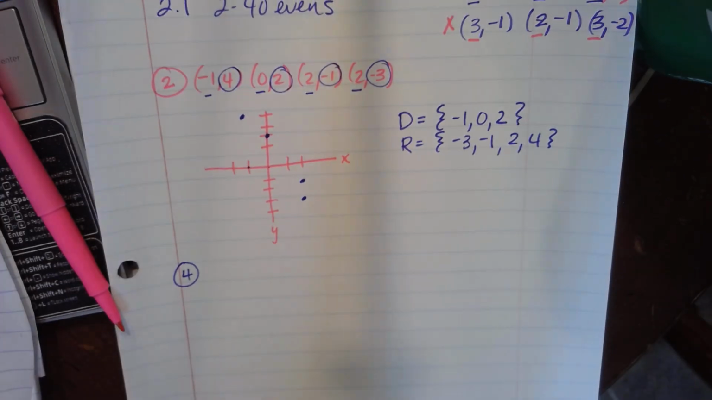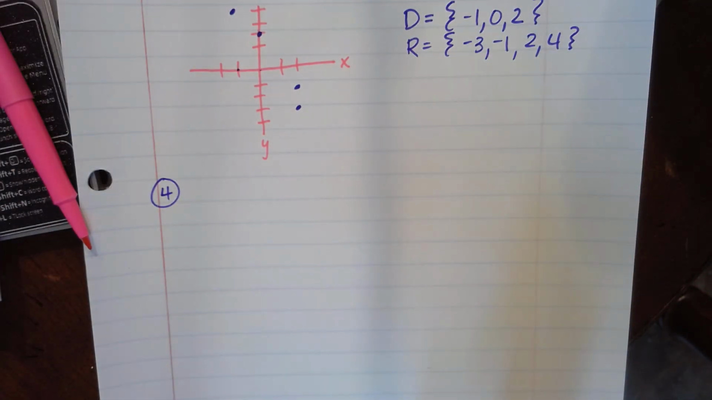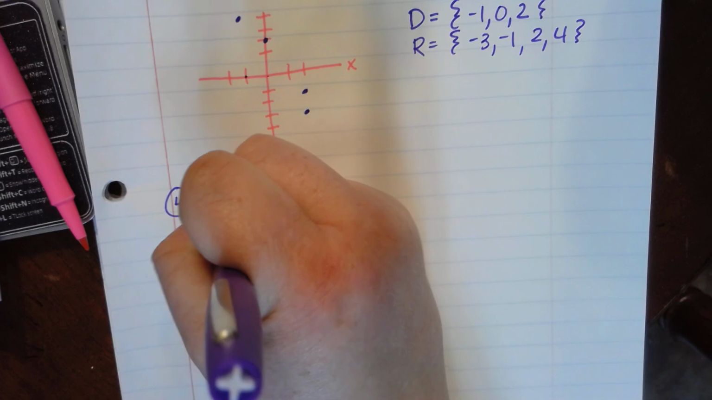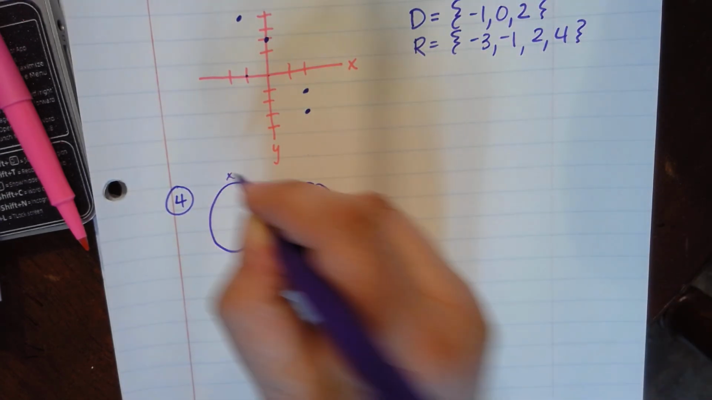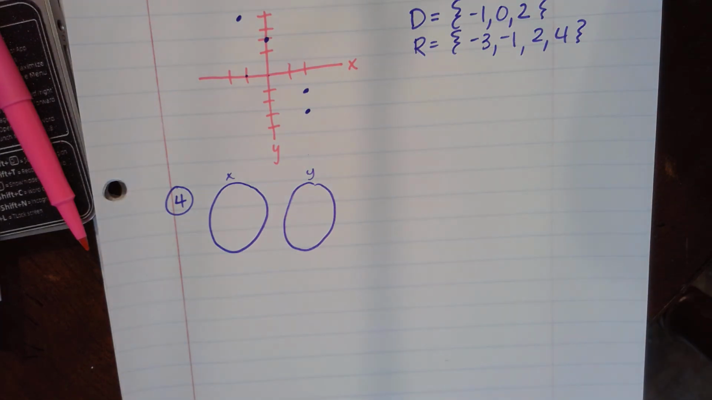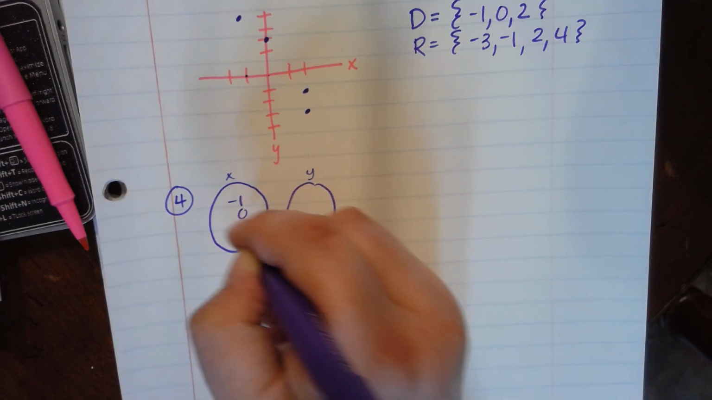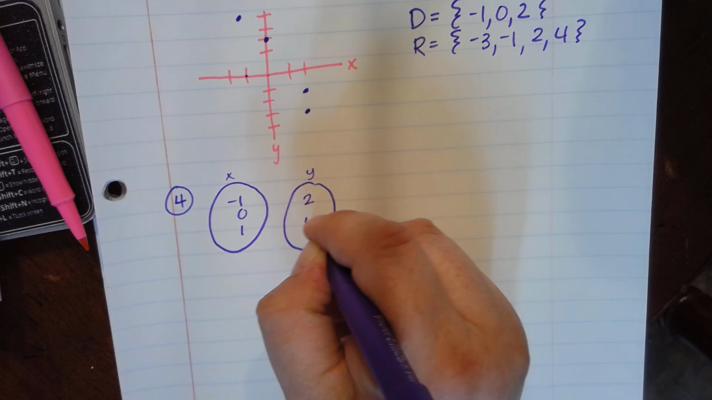Okay, number 4. So here they are giving you a map, and it looks like this. Again, don't draw this. Okay, they're giving you 2 circles. So these are your X's and these are your Y's that you list. These will also be in order least to greatest. So they have given you -1, 0, 1. Over on the Y's, they have a 2 and a 4.